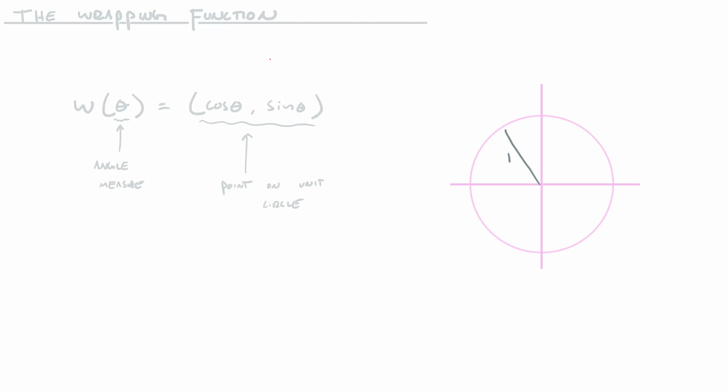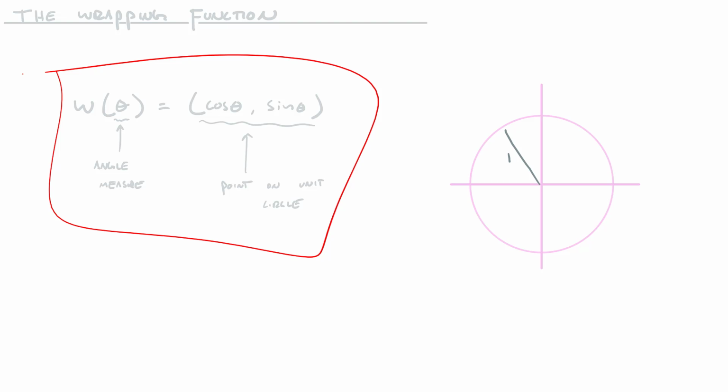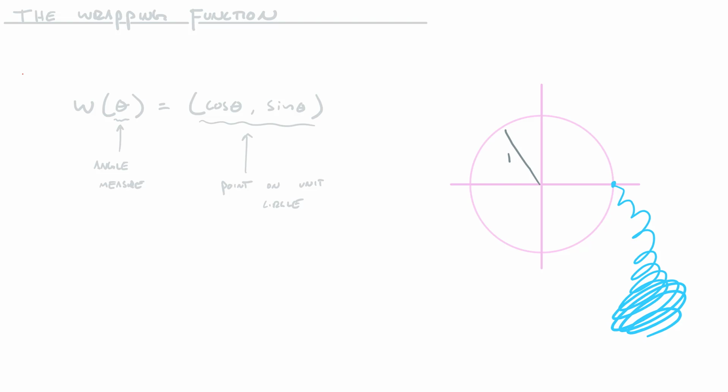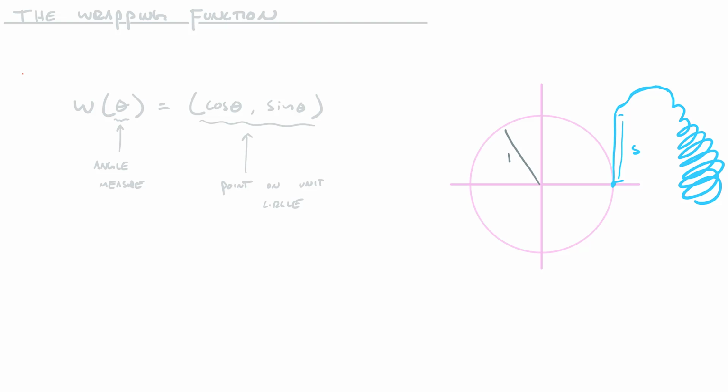Now, by the way, this is my definition of the wrapping function. W of theta is equal to cosine theta, sine of theta. Technically speaking, the wrapping function comes from literally taking some kind of metaphorical, hypothetical string and wrapping it around the unit circle. So you've got a circle centered at the origin, its radius is 1, you got some string, we're going to put the end of it at 1, 0, and then we're going to take s length of it and wrap it around the unit circle here, and then we're going to say w of s is equal to x, y. So this is the point x, y right here.